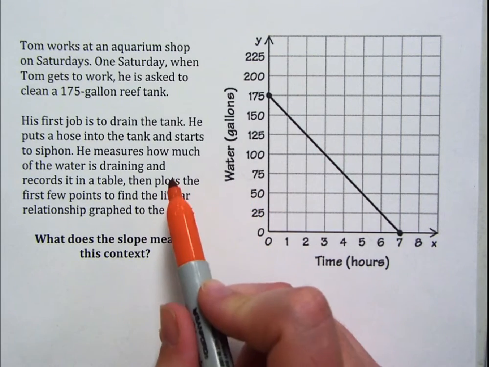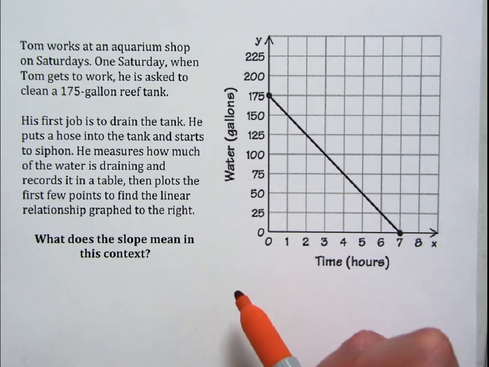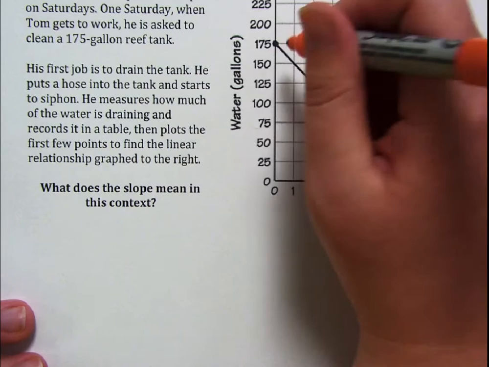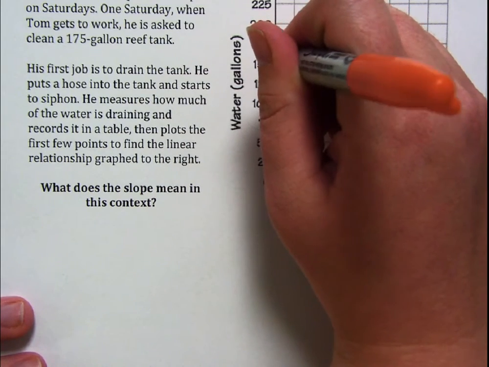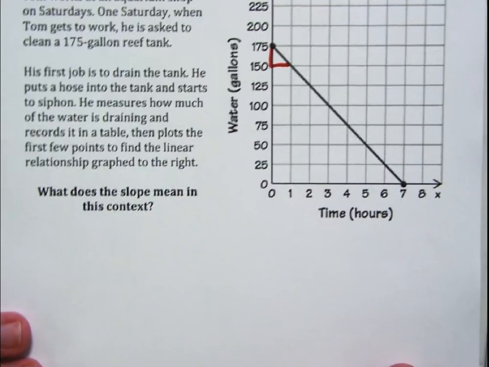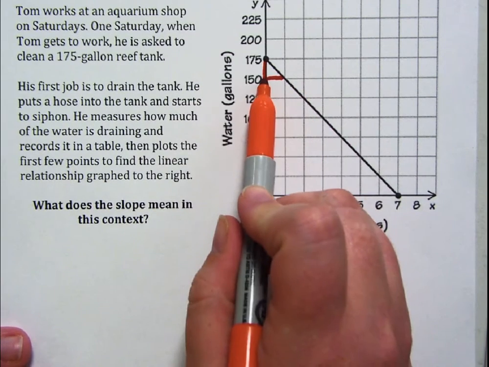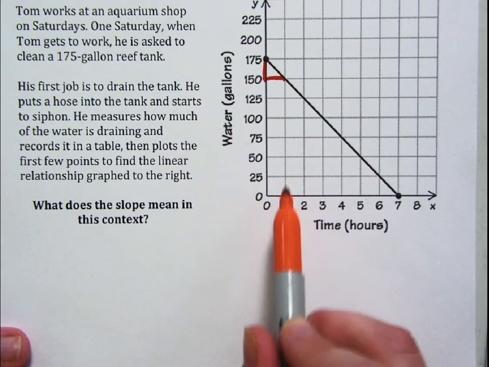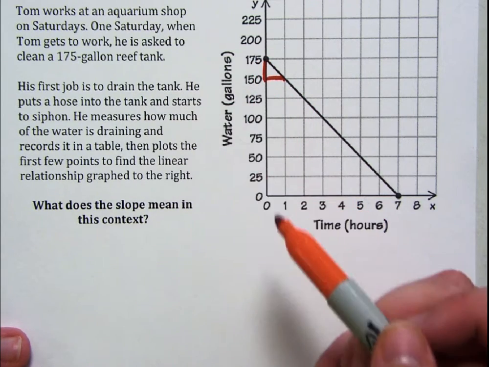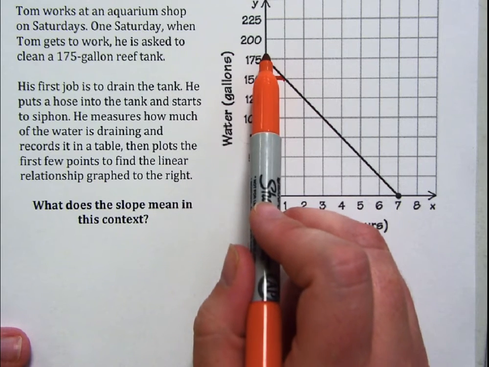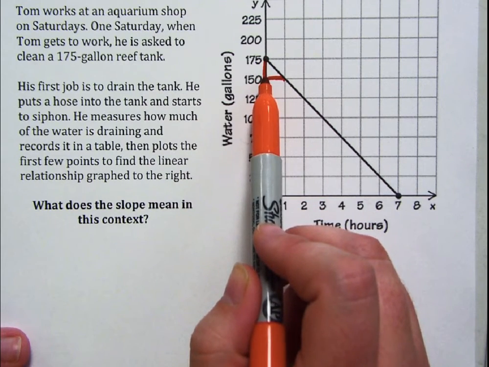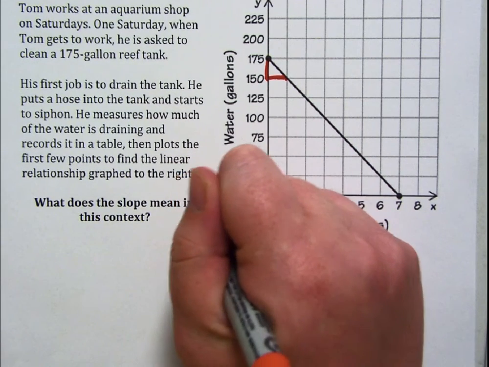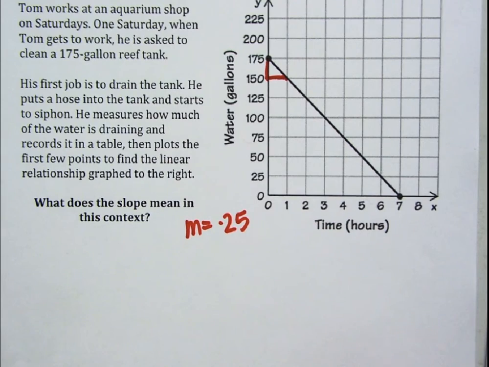We need to first find what the slope is and then represent what that slope means in words. So we can pick out a couple ordered pairs, or we can use the graph to help us with this triangle representation. For each 1 unit of x, so as x goes from 0 to 1, what's the y value doing? That's going to be our slope. In this case, it looks like the gallons are going down by 25. So our slope in this case is negative 25.